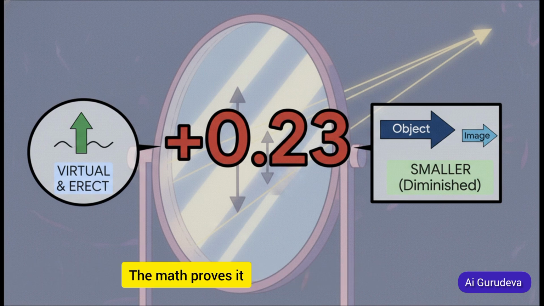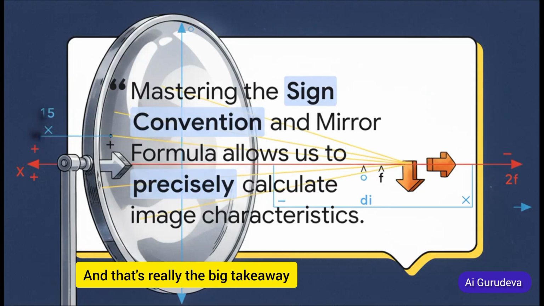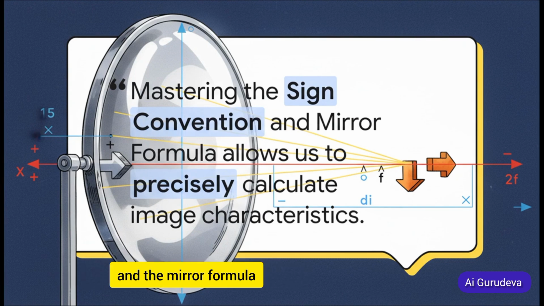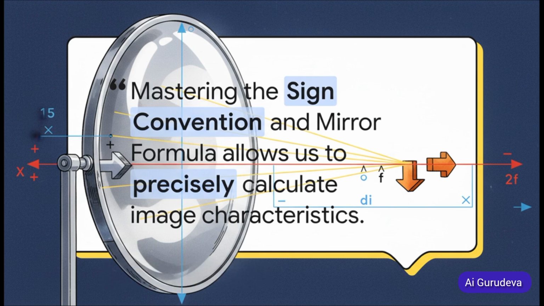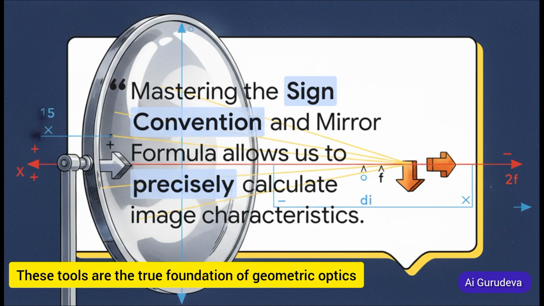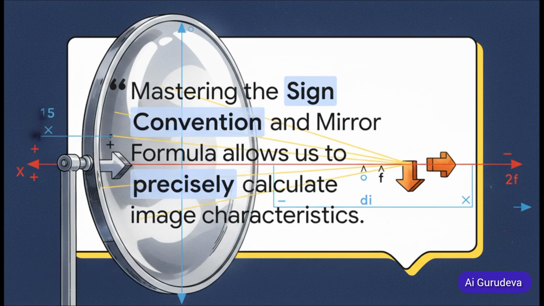The math proves it. And that's really the big takeaway. Once you master the sign convention and the mirror formula, you're not just guessing anymore. You can precisely predict what light is going to do. These tools are the true foundation of geometric optics.